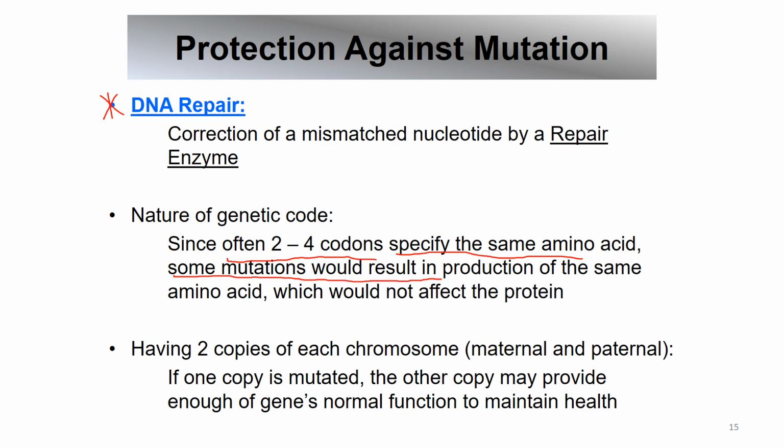Now at the bottom it talks about how having 2 copies of each chromosome is what happens when the egg cell and the sperm cell get together during fertilization. So if one copy is mutated, the other copy may provide enough of the gene's normal function to maintain health.